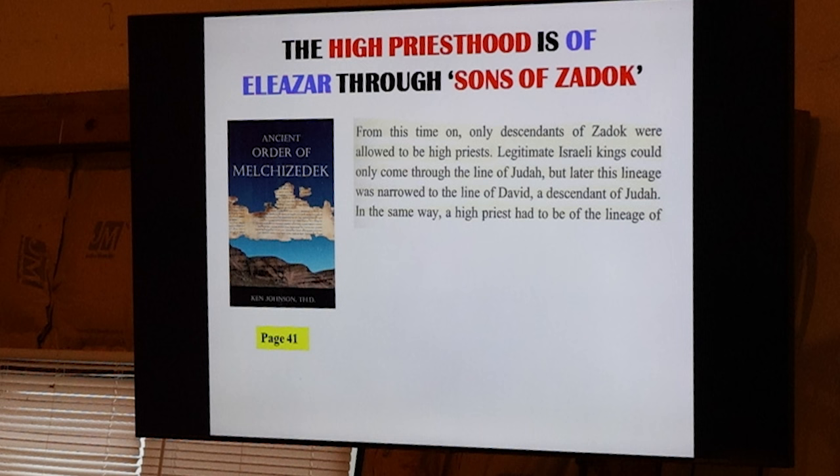So this is where we start, with David, then Solomon. This is our beginning point. So once there comes a point in time where we don't have Zadok priests as the high priests of Israel, now the tabernacle of David has fallen. It's not like it was with David and Solomon.